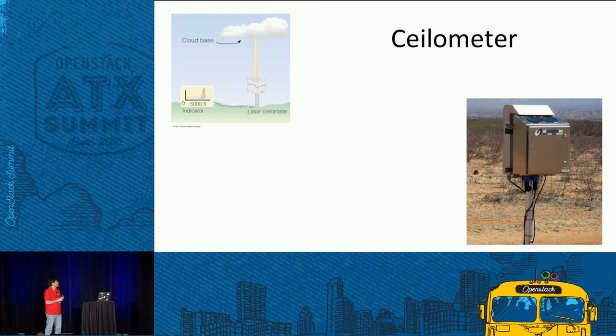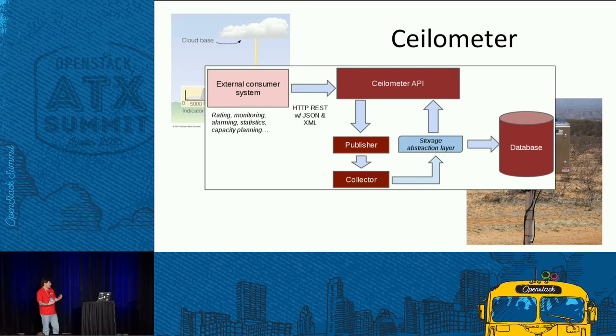Ceilometer is one of those components. In the OpenStack world, Ceilometer is a set of APIs and publishers and collectors and tools that essentially collect data from various resources, your Nova deployment, your Cinder deployment, Neutron, all of these things, storing that away in a database and making that data accessible through APIs.